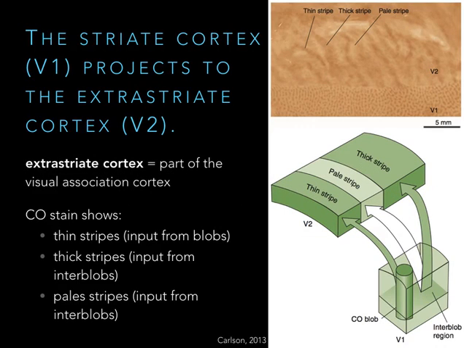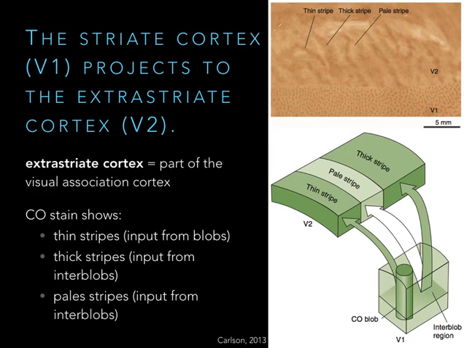So we'll go from V1 to V2. There are a number of different visual cortices. V2 is going to be the next step. Here we're still keeping our color input separate, so the blobs are going to project to what we call thin stripes, and the interblobs will project to pale stripes and thick stripes. This is again looking at a cytochrome oxidase stain.